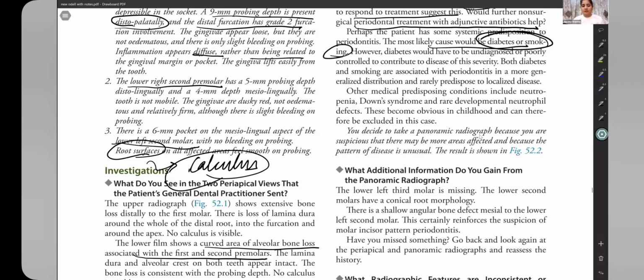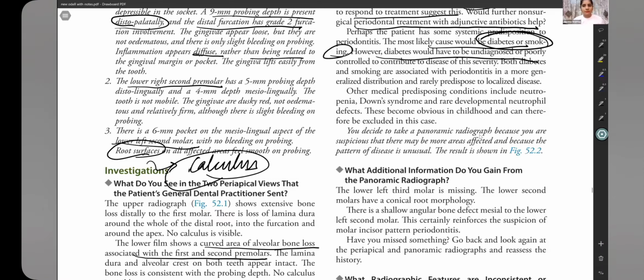Reason being, periodontitis is an extremely favorite with ADC, and all the time new questions keep getting asked in the exam related to periodontitis and its systemic risk factors. So I will also use those articles and teach you in the classes where we'll do MCQs related to periodontitis, and I will teach you what the relationships are, what the conditions are, and how they affect this particular disease. However, diabetes would have to be undiagnosed or poorly controlled to contribute to this kind of severity.